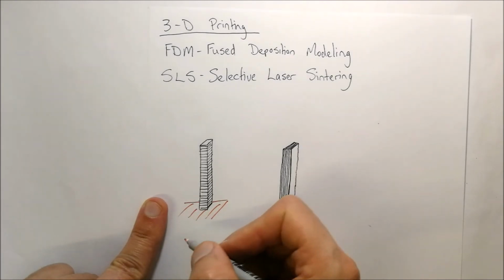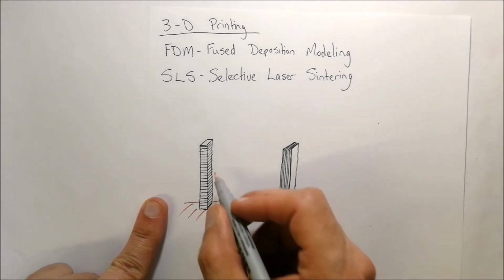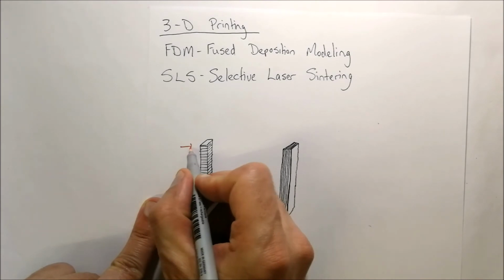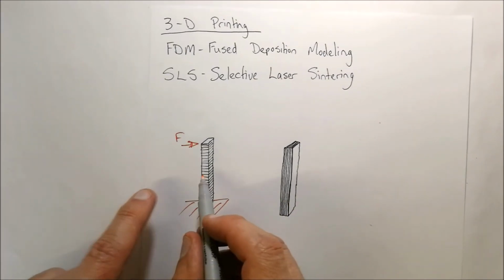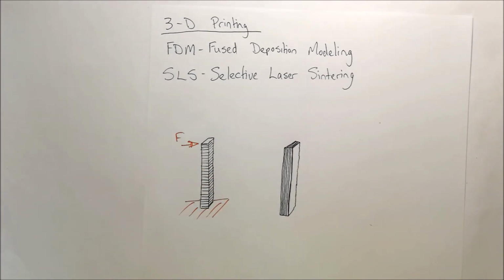The problem comes in that if this bottom piece is secured to some ground over there, and you apply some force over there, what's going to happen is it's going to delaminate in between those different points. And delamination, especially with FDM printing, is quite common.